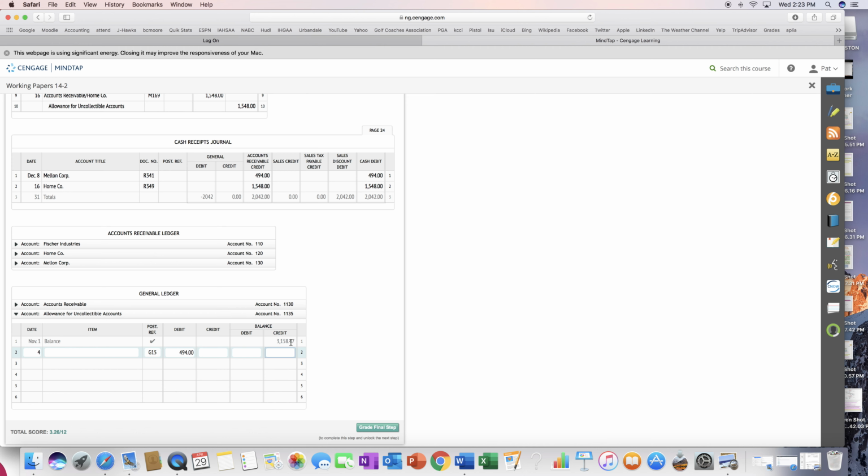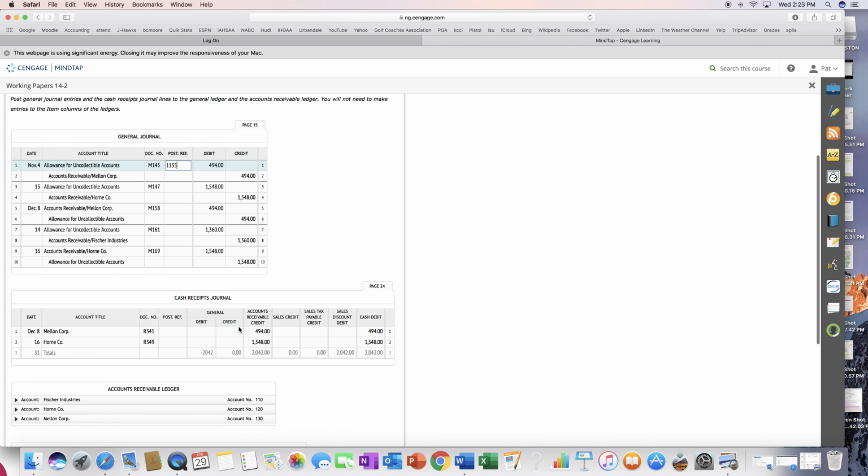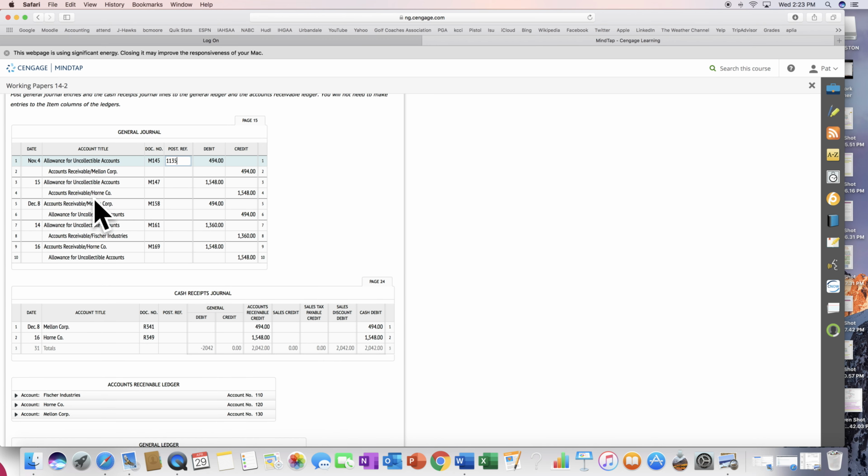The allowance was previously at $3,100, so you would have to subtract this. Do you remember credit minus the debit? You would subtract this and get $2,664.47. The last step in the posting is to put 1135. I did that backwards, sorry. Accounts receivable then, and Mellon Corporation.